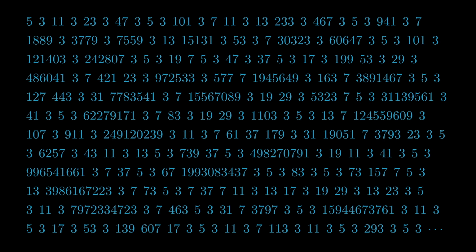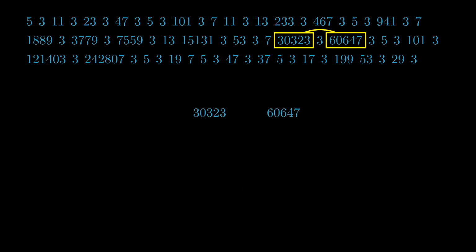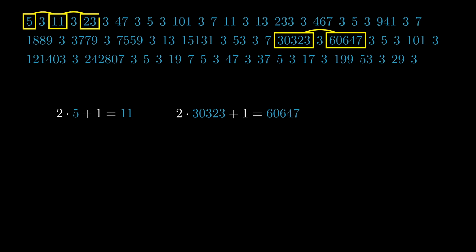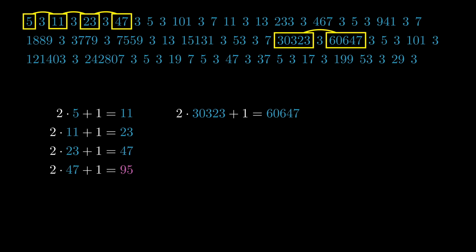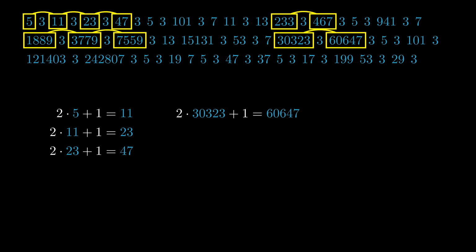For me, here's what jumps out first. 60647 is very close to 2 times 30323. In fact, they're just off by 1. There are other pairs like this too. 2 times 5 plus 1 is 11, 2 times 11 plus 1 is 23, and 2 times 23 plus 1 is 47. Unfortunately, this pattern doesn't continue, since 2 times 47 plus 1 is 95, which doesn't appear and also isn't prime. But there are several other pairs sprinkled across the data that do satisfy this doubling relation.